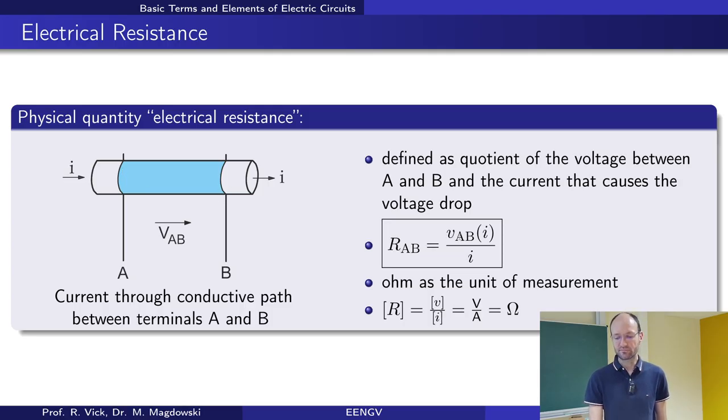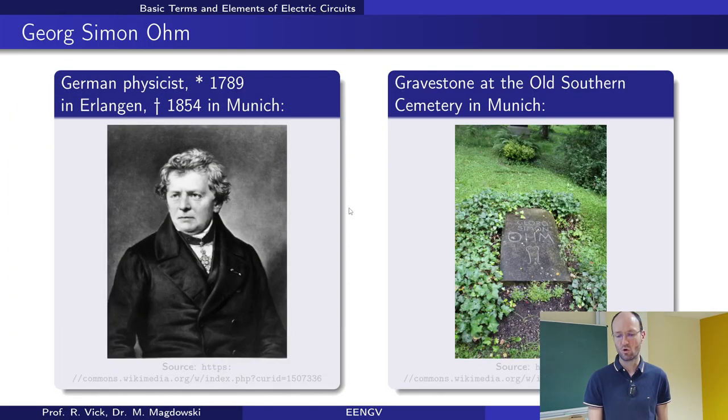And so the unit of the resistance is volt divided by ampere. This one gets a new name, and we call it ohm. It gets the Greek capital letter omega for ohm. And Ohm was a German physicist. He was born 230 something years ago in Erlangen. He died in Munich. His grave is also on the old southern cemetery in Munich. I think you can still visit it there. And after him, this unit is named.